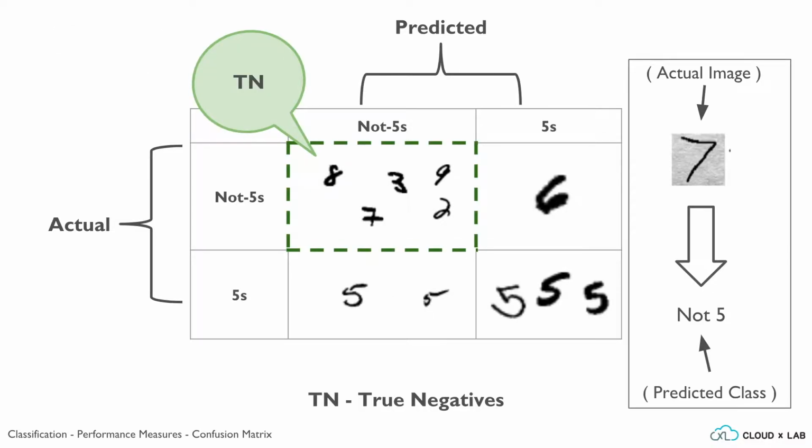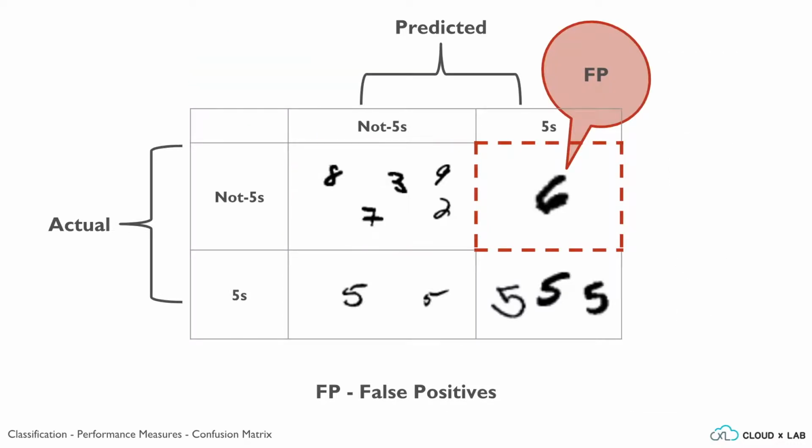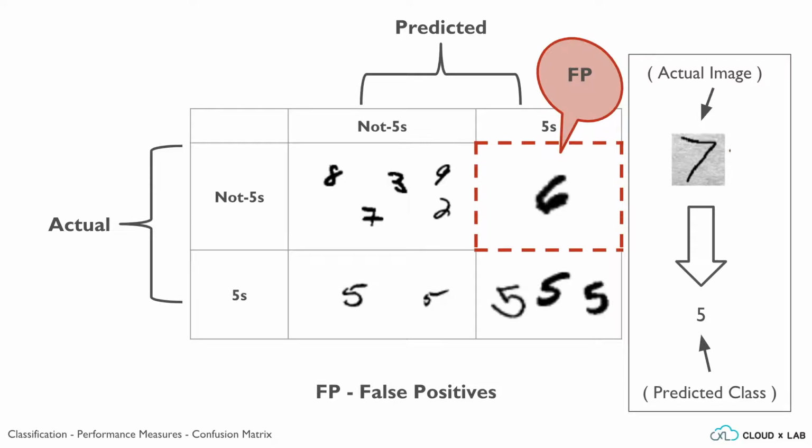True negatives are the cases in which images were correctly classified as not fives. It includes the cases where the actual images were of not fives and the model also classified them as not fives. False positives are the cases in which images were wrongly classified as fives. It includes cases where the actual images were of not fives but the model classified them as fives.